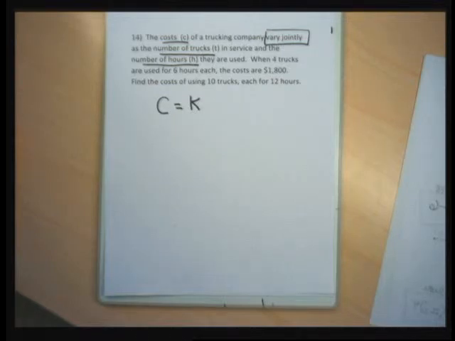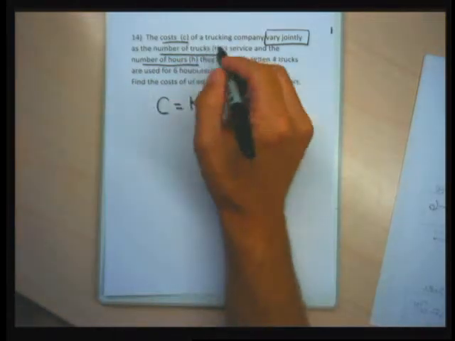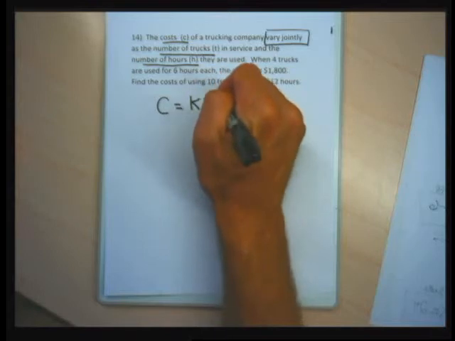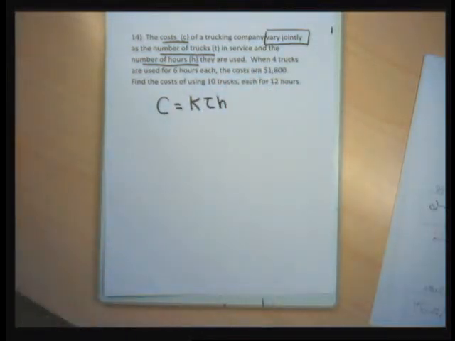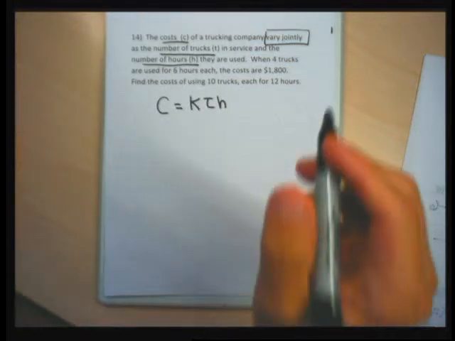Straight multiplication because it's jointly. And I don't need any exponents or radical signs because I don't see any words like squares or square roots. So after the k, I'm going to have the letter T and the letter H. That takes care of the first sentence. Now I'm going to move into the second sentence.